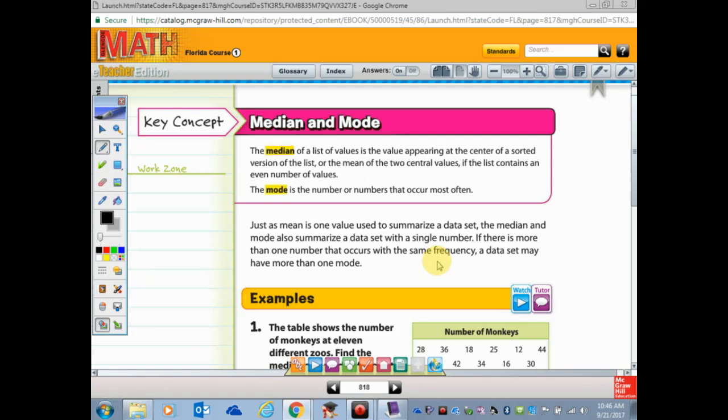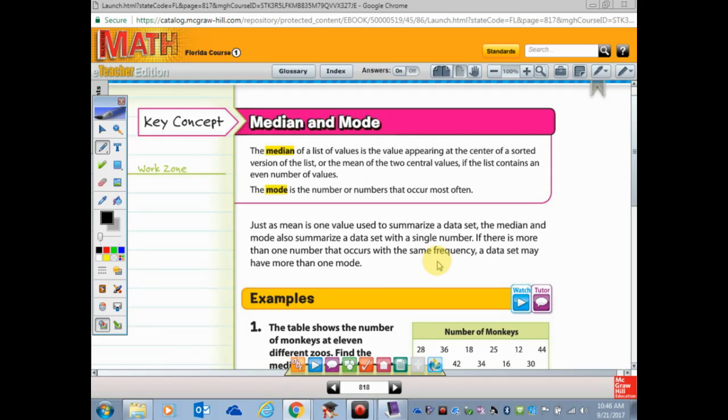If there's an odd number of values in the set. If there's an even number of values in the set, say if there's 8 different values, then you're going to have to take the two middle ones, basically the fourth and fifth one, when you line them up in order from least to greatest. You're going to add those together and divide by 2. So that's how you find the median when you have an even set.